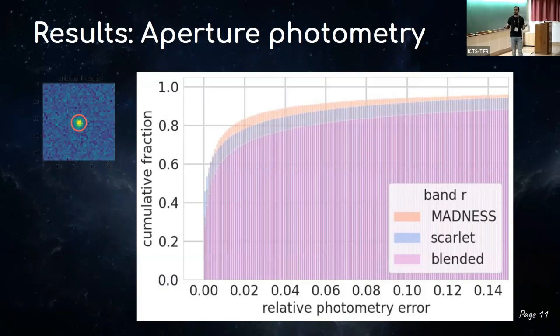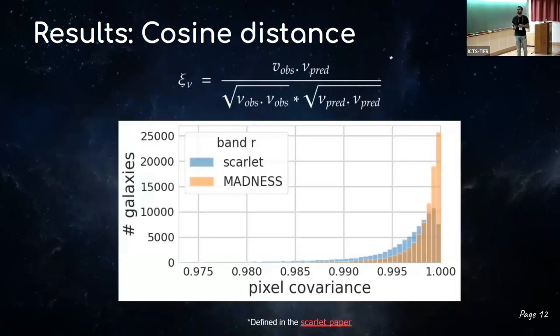Obviously we will have high errors, but this gives you an idea of how many of the galaxies are blended and how severely they are affected by blending. We see that Scarlet improves the results quite a lot, but when we use our algorithm, it further improves the results of Scarlet. Another metric that we have used to get our results is the cosine distance.